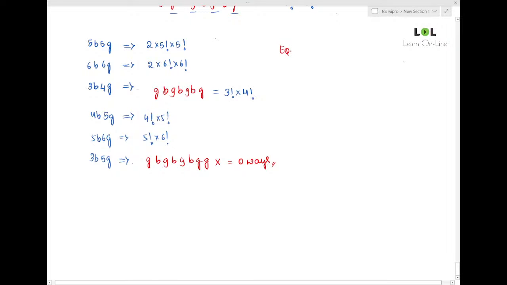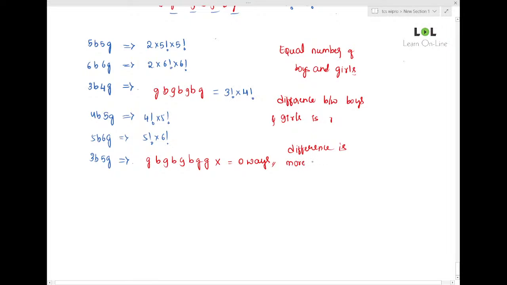So now understand. If we have an equal number of boys and girls, and the difference between boys and girls is 1, and if the difference is more than 1, what do we get here? Whenever there are an equal number of boys and girls, we will get two cases. Here we will get only one case. Here 0 ways will be the answer. So this is how we deal with the alternate position.